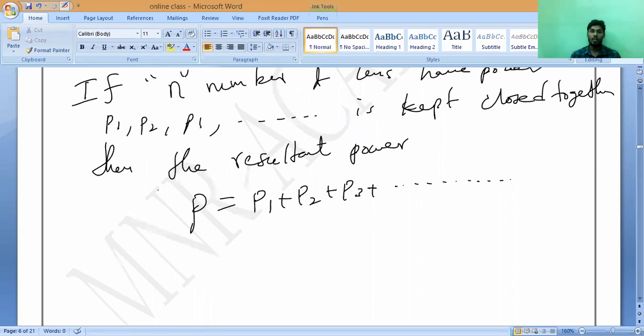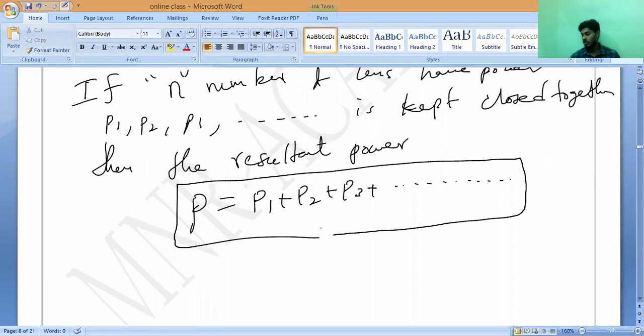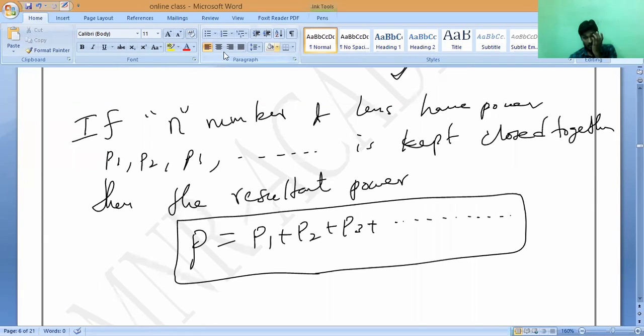If more than one very thin lens has been kept together, then the resultant power P is equal to P1 plus P2 plus P3, like that up to n lenses. Remember, n number of lenses. N means n. Understand, all of you? That is also important. Note it down, all of you.